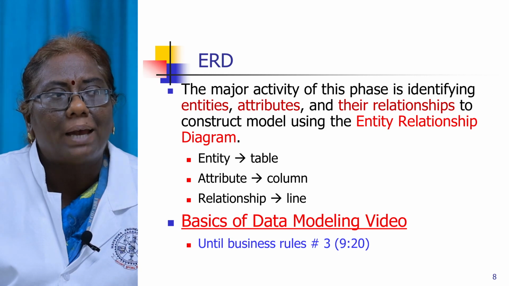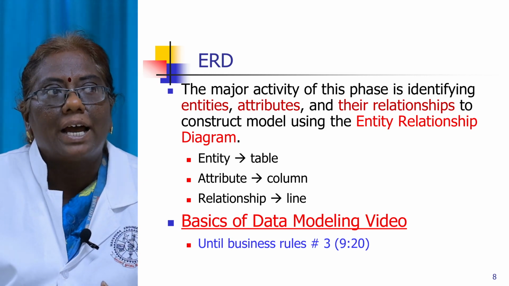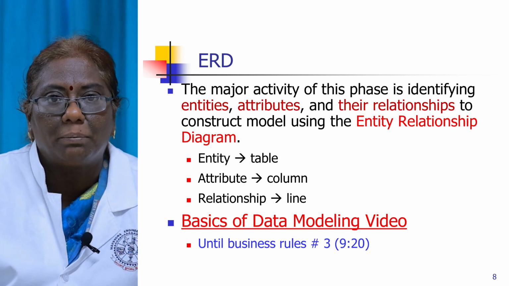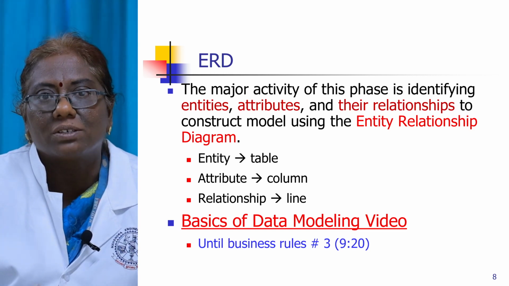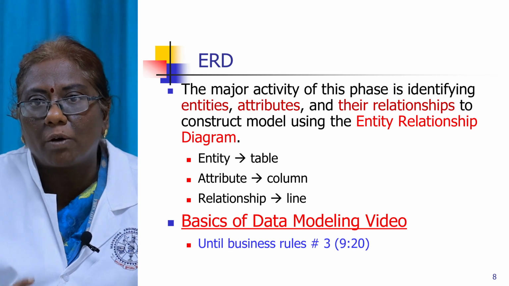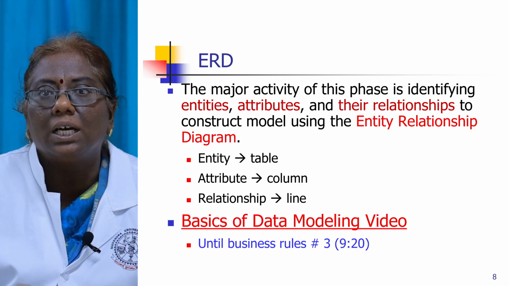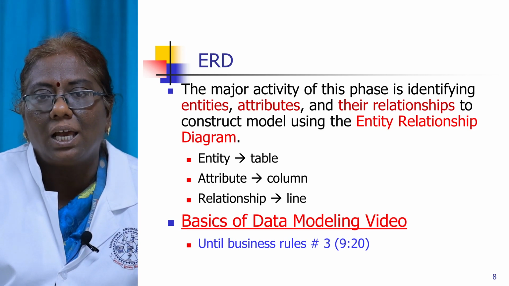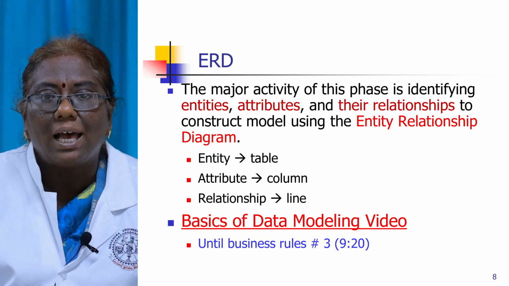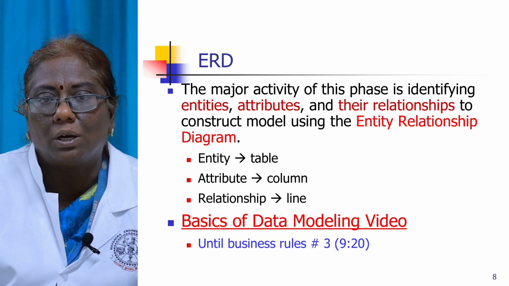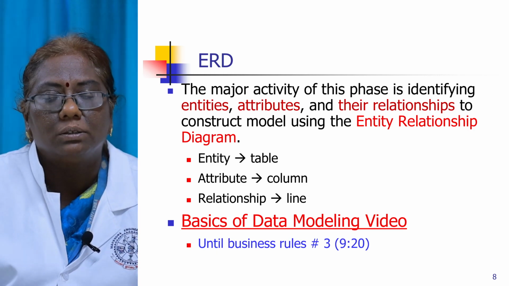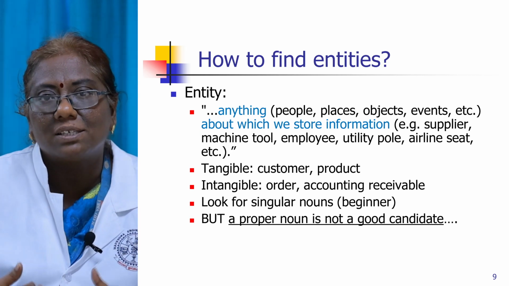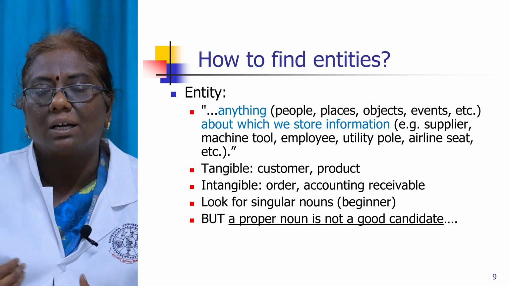Next, the major activity is identifying entities, attributes and relationships by constructing an entity relationship diagram. In database technology, we say an entity is a table, an attribute is a column of the table, and a relationship is a line between the tables. In the previous diagram, the box represents the entity, the line represents the association between the entities, and each attribute in the table is represented as a column in your table. How to find attributes, entities and associations between them, we are going to discuss in a deeper manner in the coming sessions.